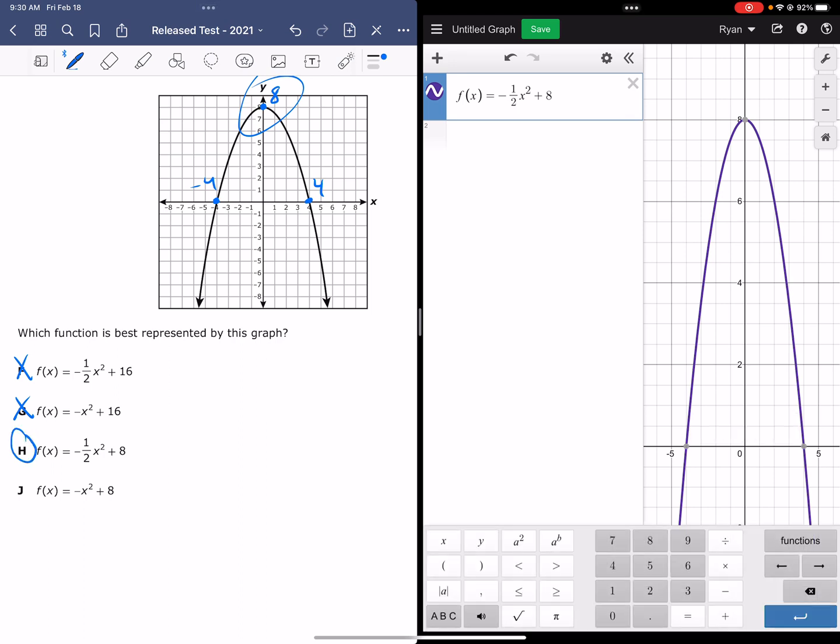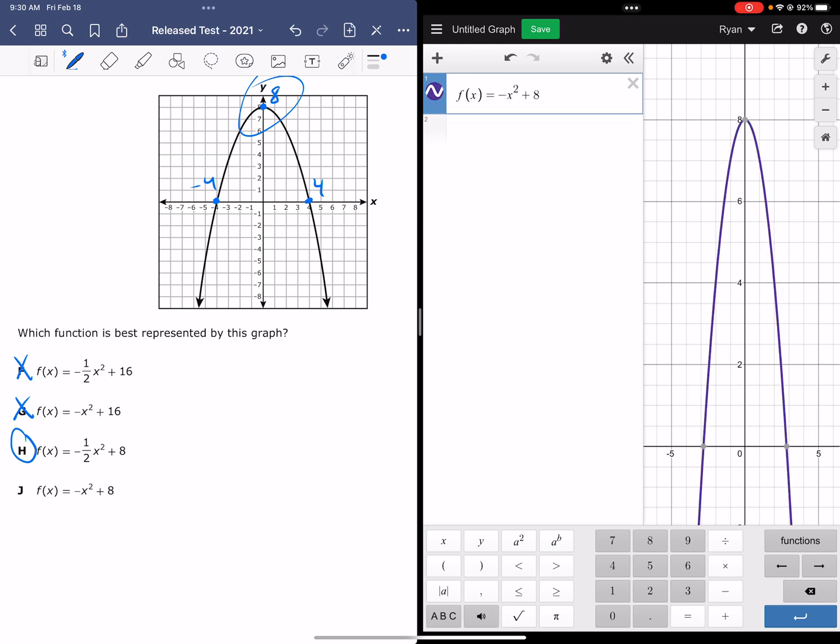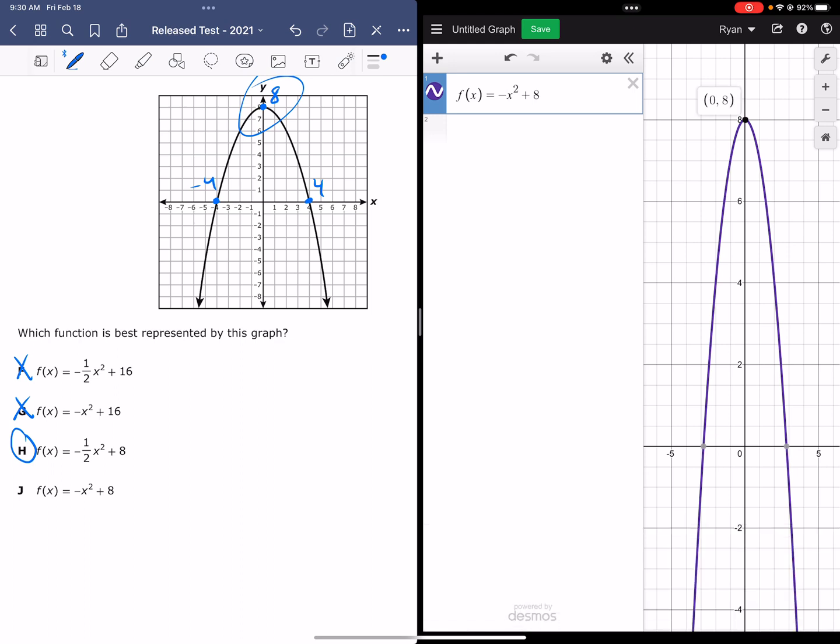If you wanted to, you could come over here and delete the 1/2 and just double check to make sure that it's correct. And so you'll see that you still have the correct y-intercept, but now you have the wrong x-intercepts, which means that J is incorrect.